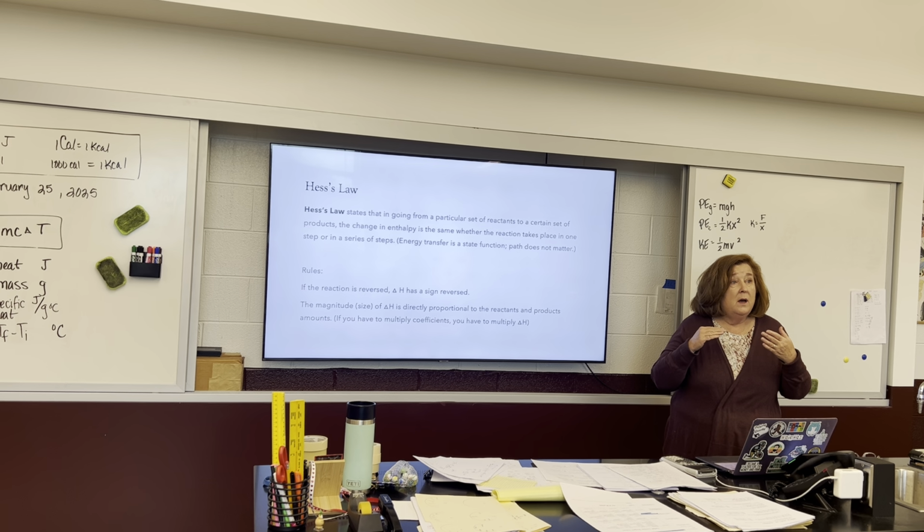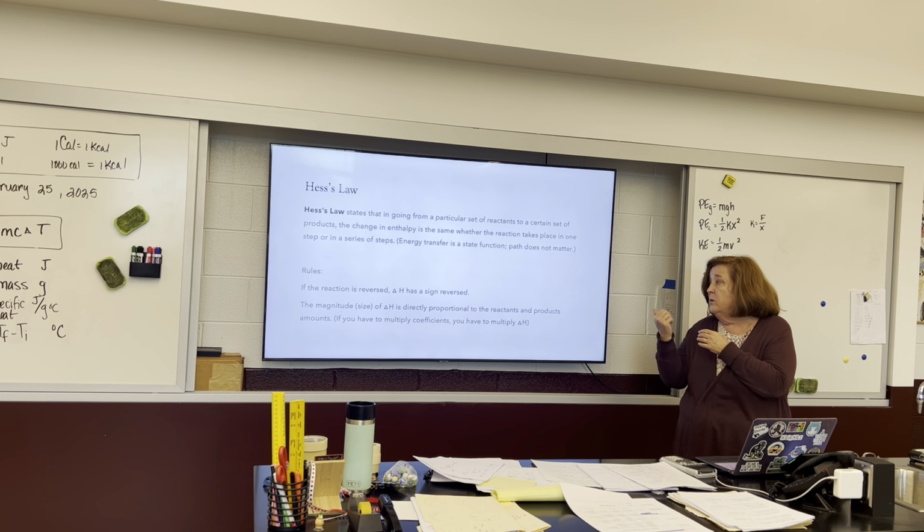Okay, so you're going to be given reference equations. And so you're going to take these reference equations and you're going to try to make the equation that you want to make. And sometimes you might have to flip them around because you need something to be a reactant and it's a product. Or maybe you need two of something and it's only one of something. So you have to multiply by 2. So that's where the rules come from.